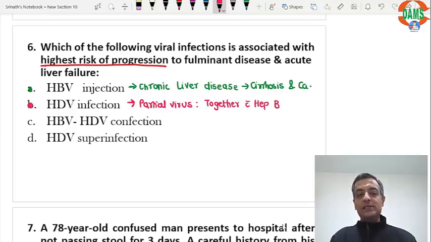But the chances of getting hepatitis D can be two ways. Either you can get a co-infection, where HBV and HDV infection occur together. Then the risk of chronicity is increased.